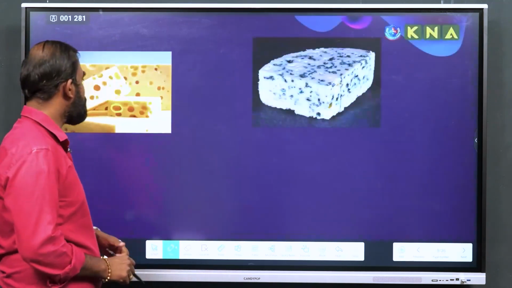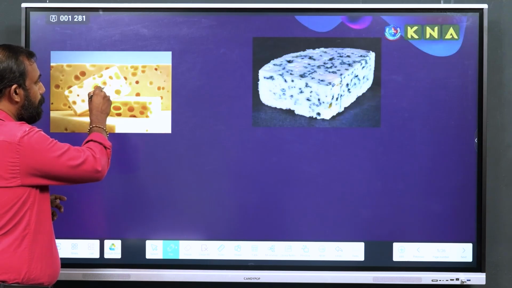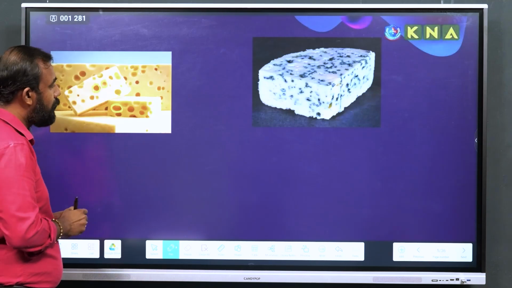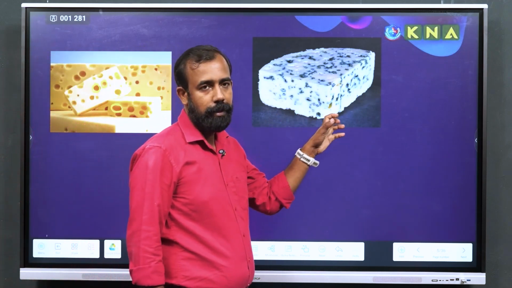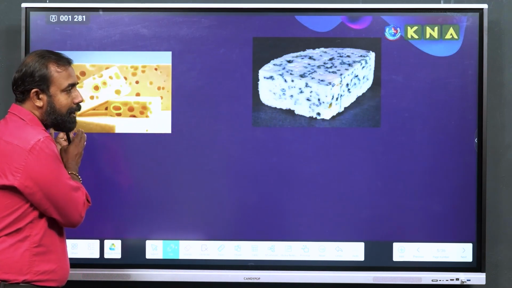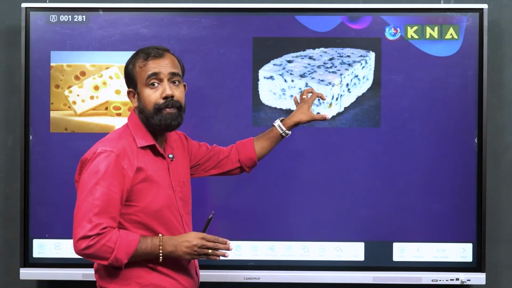So this is a Swiss cheese. You can see the large holes. These large holes are due to the production of carbon dioxide. This is a Swiss cheese, and this is a Roquefort cheese. Here we are using Propionibacterium shermanii. Here we are using Penicillium roqueforti, a fungus.